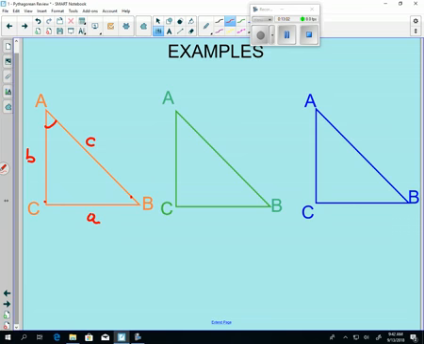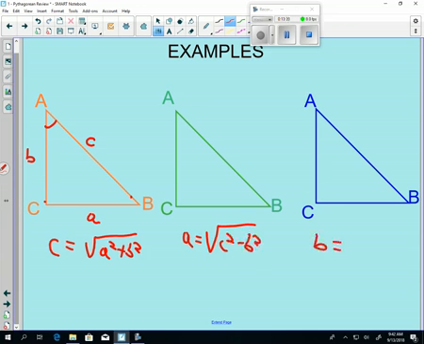So I can write C is equal to the square root of A squared plus B squared. I can write A is equal to the square root of C squared minus B squared. And I can write B is equal to the square root of C squared minus A squared. So the big side, the long side, is always adding them, but the smaller ones, the legs, is when you subtract them.